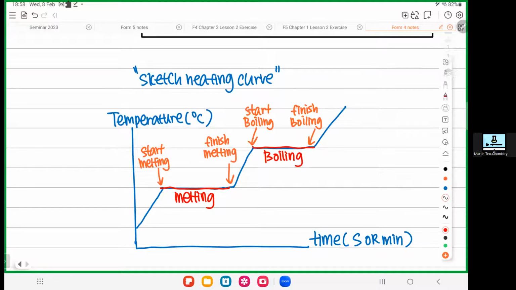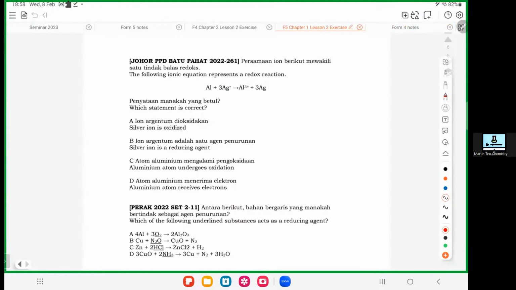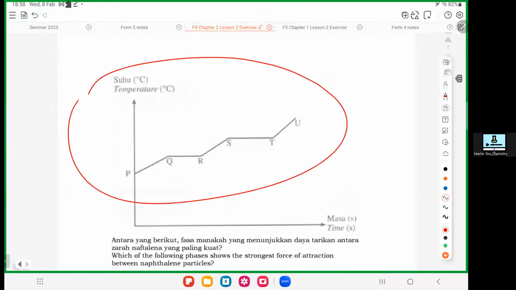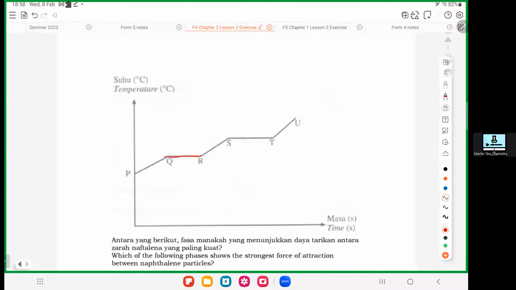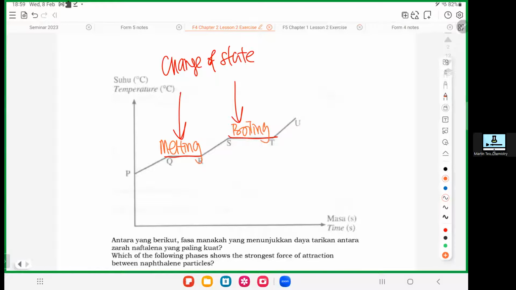So now when you see the heating curve, you know already. Let's say this is a heating curve. You should know already the first horizontal line and the second horizontal line. This is where they change state. What happened first? When you heat the substance, melting always takes place, then only boiling. Melting and boiling happen on the horizontal line, on this flat line, not here, not here.